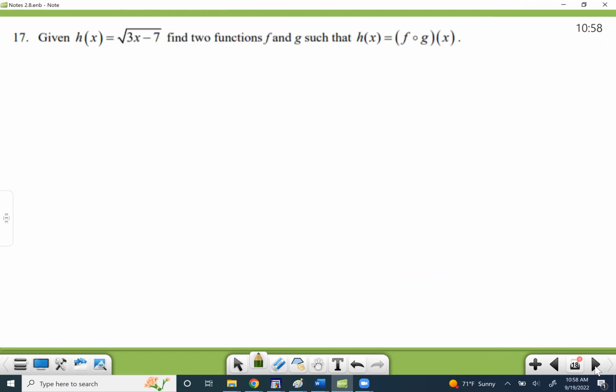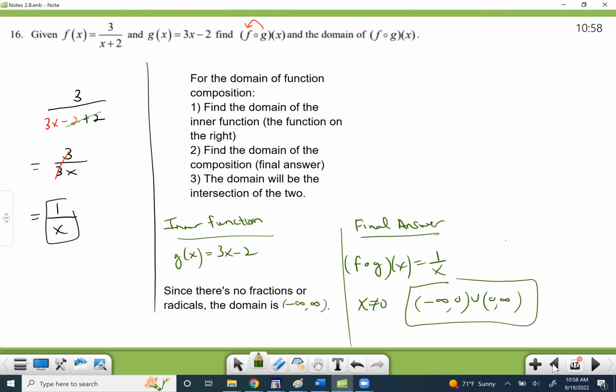I think this next example is a good one to show us: what if we had gone the other way around? What if we had g with f inside and the value that we were plugging in was -2? Well, think about it. The first thing we would have to do is plug -2 into f. If we do 3 over -2 plus 2, we get 3 over 0, which isn't even a number. That's undefined. Now I have nothing left to plug into g, right?